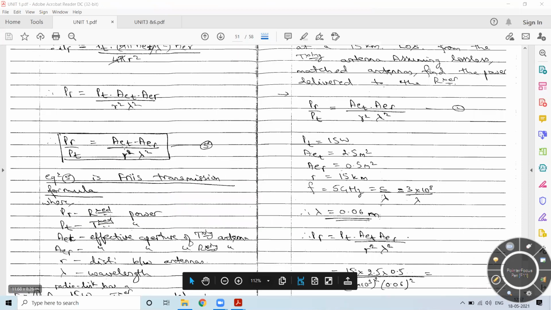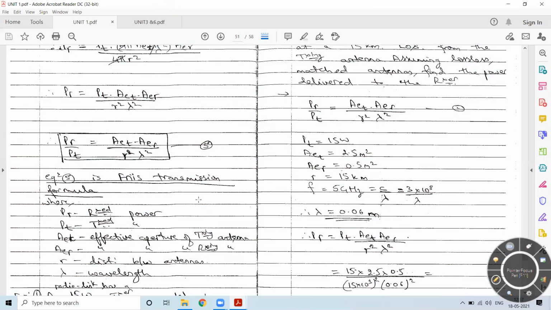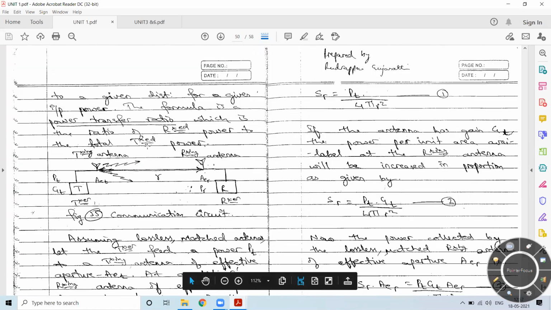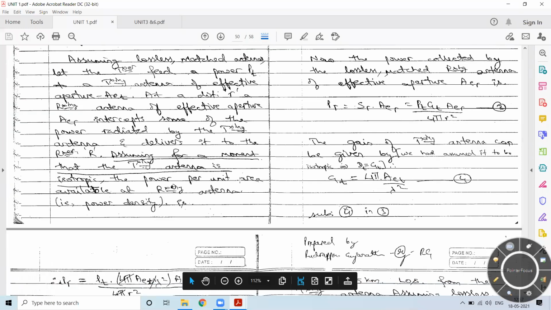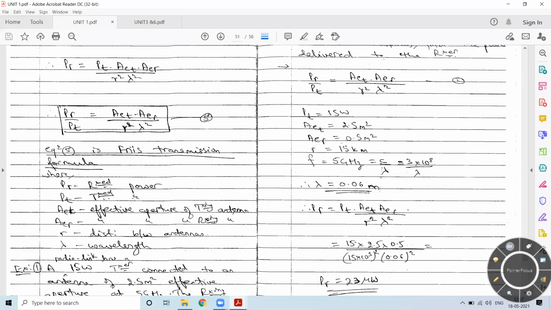So here, what is PR? PR is the received power which is being received by the receiving antenna, which is placed at a distance of R from the transmitting antenna. That is what we have seen in this diagram. PT is the transmitted power which is being transmitted by the transmitting antenna, and AET and AER are the effective apertures of the transmitting and receiving antennas respectively. R is the distance between the transmitting and the receiving antennas, and lambda is the operating wavelength.